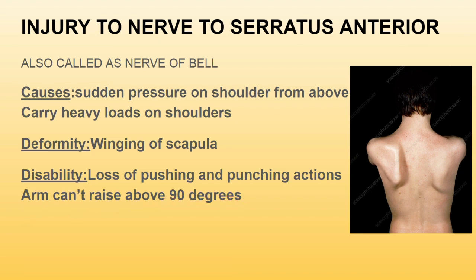So this was all about the clinical aspects of the brachial plexus, including Erb's paralysis, Klumpke's paralysis, and injury to the nerve to serratus anterior.